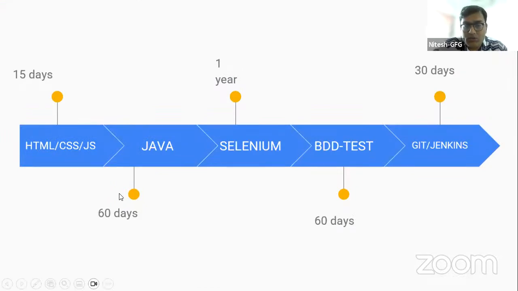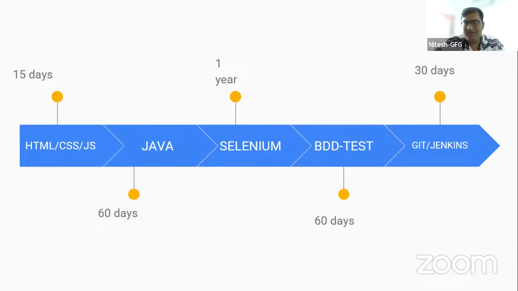So the basics of HTML, CSS, and JavaScript take, let's say, 15 days. I am not talking about the course here, I'm talking about the effort. If somebody wants to become an SDET, or full stack QA, or test automation engineer, this much time somebody has to invest. That I'm saying.